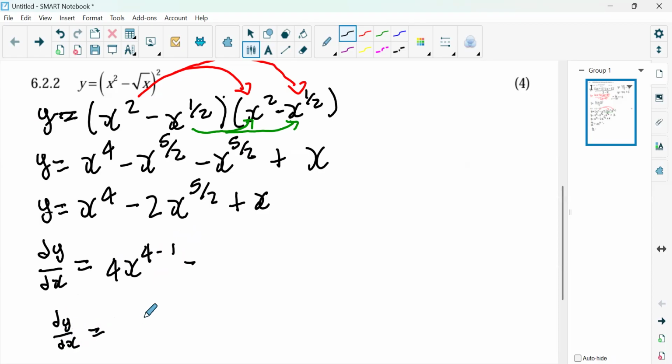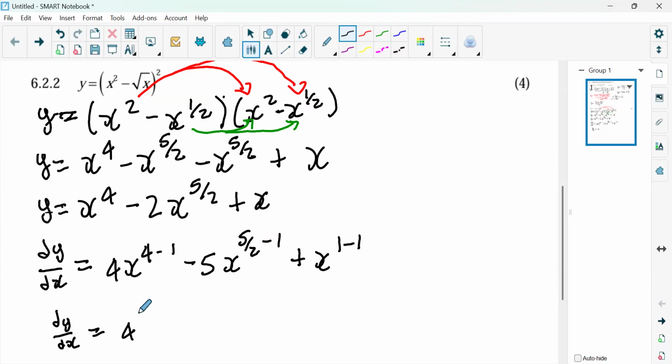Next, we say we have 5 all over 2 multiplied by minus 2. And then you are going to be left with minus 5, and then it's x, and then we have 5 all over 2 minus 1. The last one we have 1 multiplied by 1, it gives us 1. And then we have x to the power 1 minus 1.